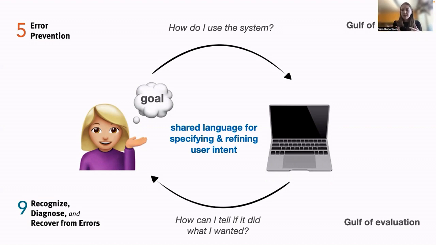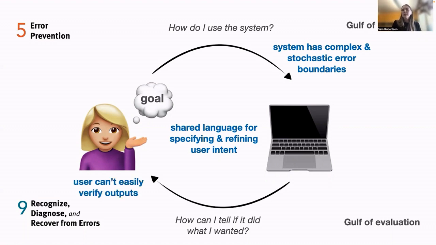So when is it useful to introduce this kind of shared language for specifying and refining user intent? I think it's really useful if your model has complex and stochastic error boundaries. In other words, if it's difficult to concisely explain to the user when their inputs will be well supported or not, or how to use the system or how not to use it.